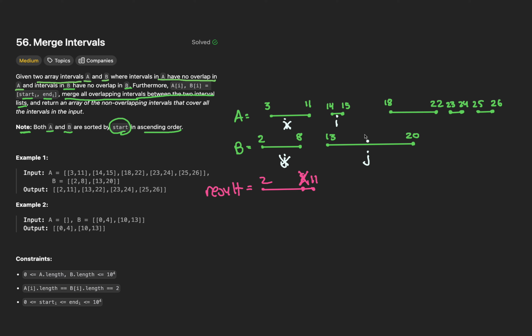On this iteration then, which interval started earlier? It's the interval that started at 13, not 14. We'll compare this current interval with what we've merged so far to see if there's overlap. In this case, however, our current interval started after the previous one ended. Since that's the case, we're going to push the interval into our result, from 13 to 20. Remember to increment J, and look at that, we've exhausted every interval in B.